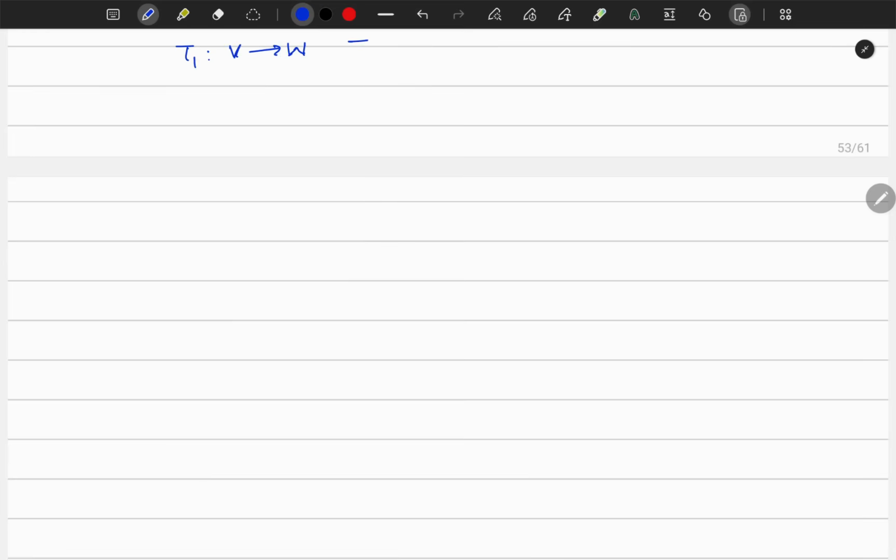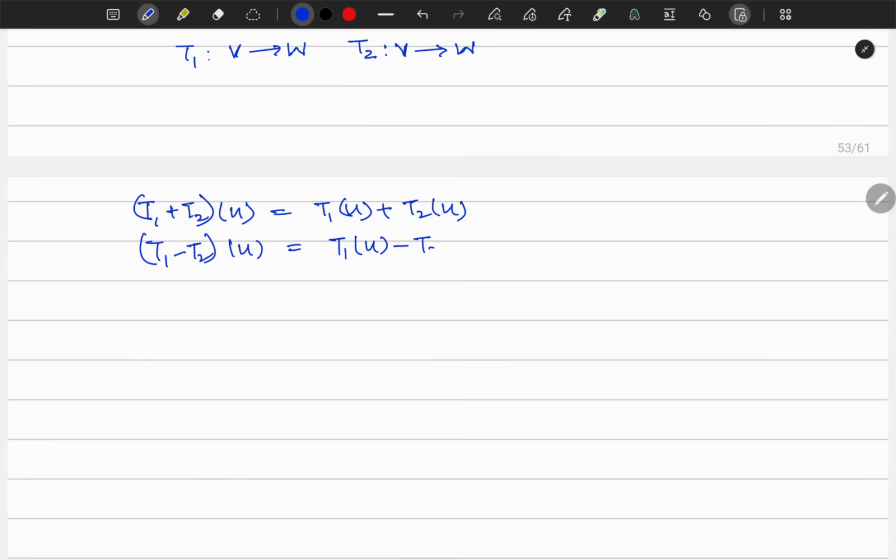and T2 is another transformation from V to W, you can do the algebra on it. That is, T1 plus T2 on any vector U, you can define another transformation. This will be the same as T1 of U plus T2 of U. Similarly, T1 minus T2 on any vector U is equal to T1 of U minus T2 of U. Similarly, alpha times T on U is nothing but alpha of T of U.